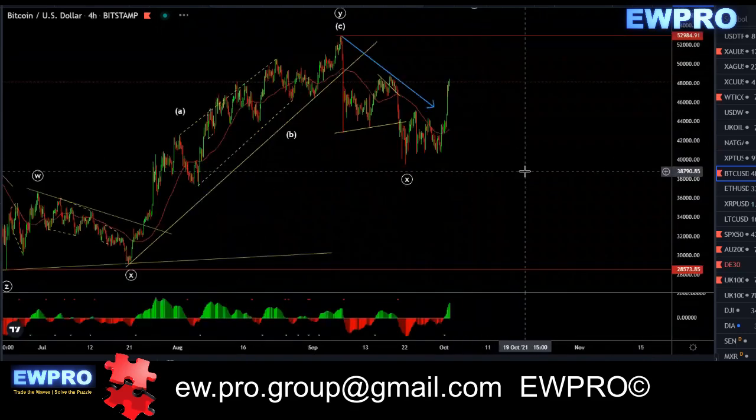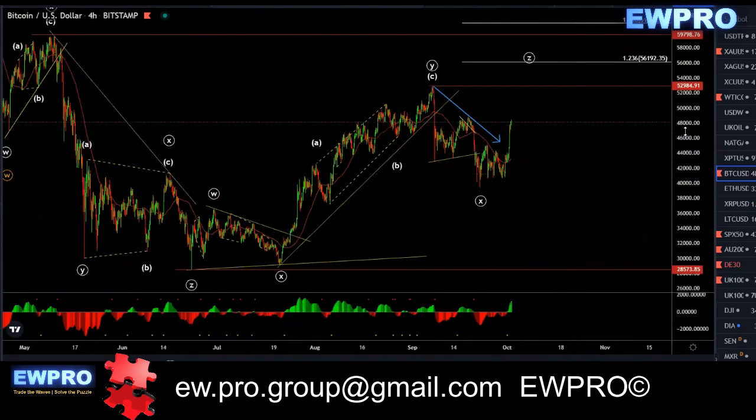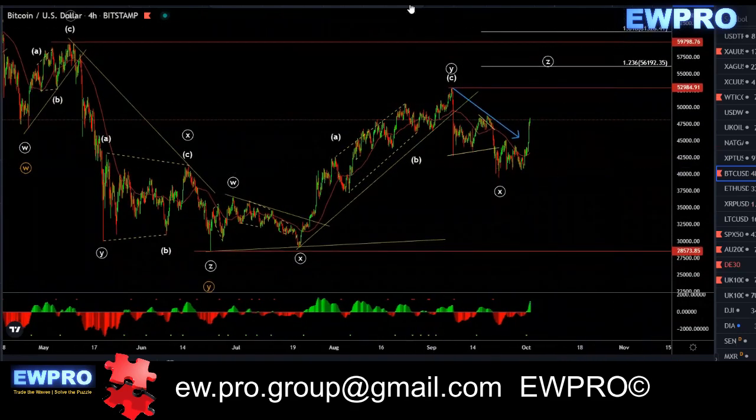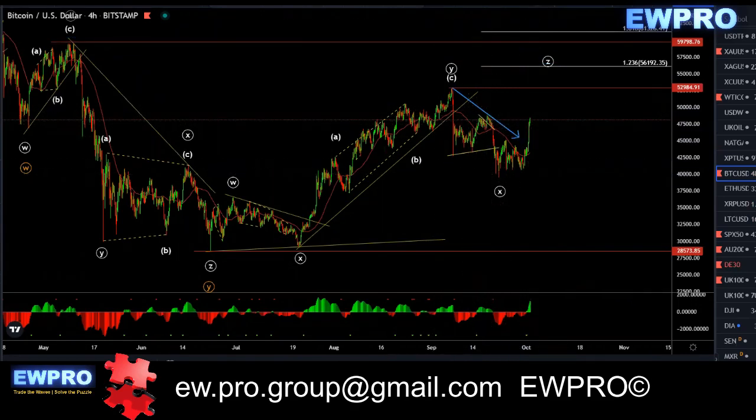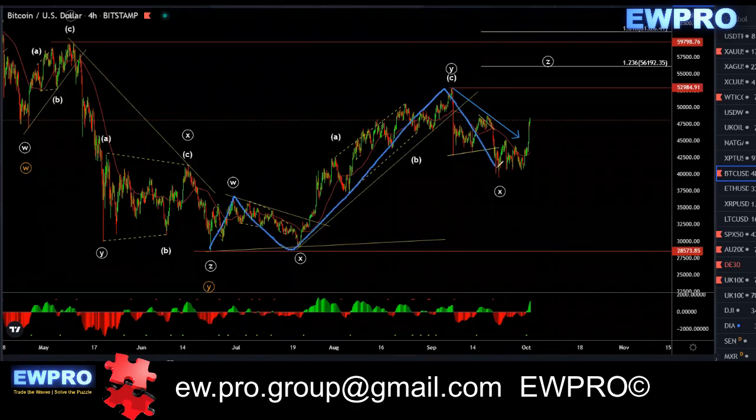On the H4, we're looking at that WXY, X2, and then a Z up. I wasn't sure if we would actually get this setup because we had that possible bear hidden on the daily. But looking at it now, we more than likely will get that Z up now.